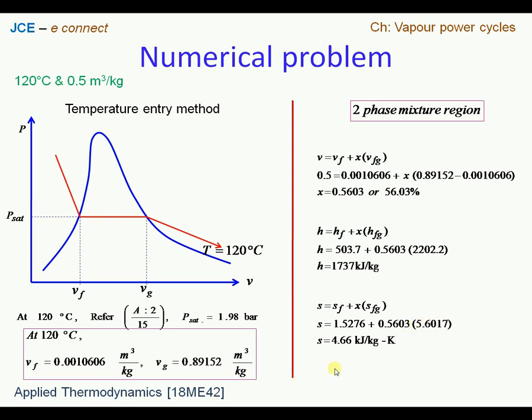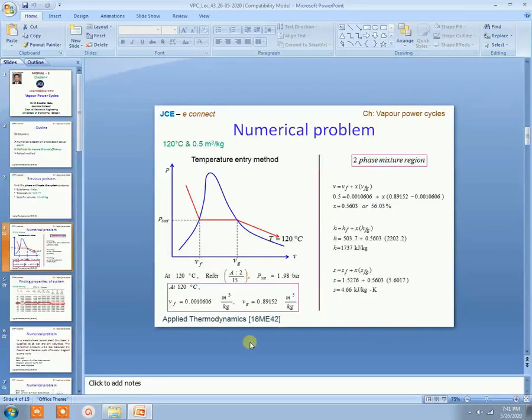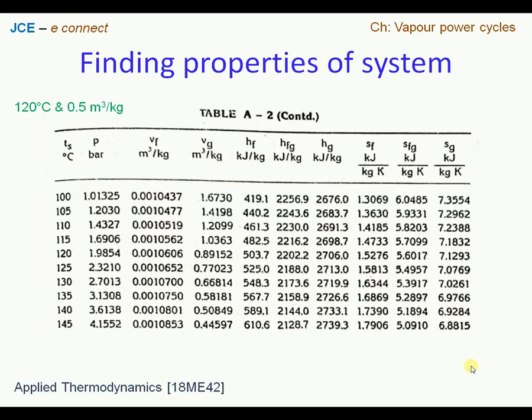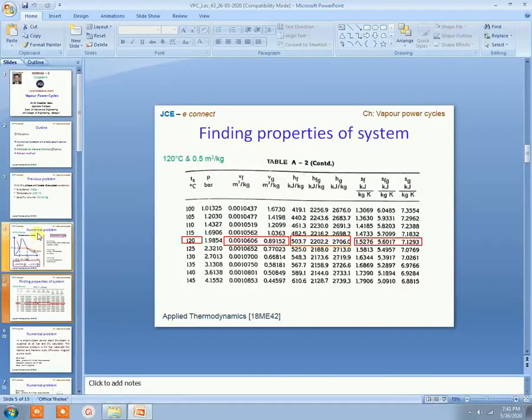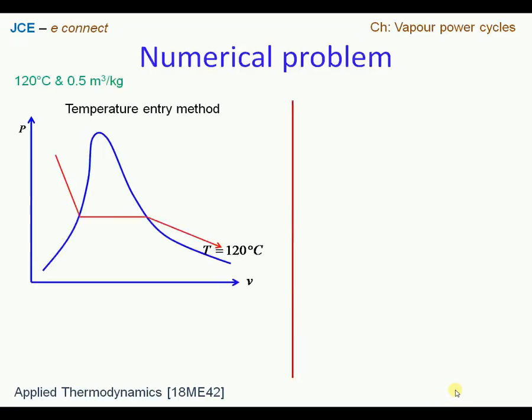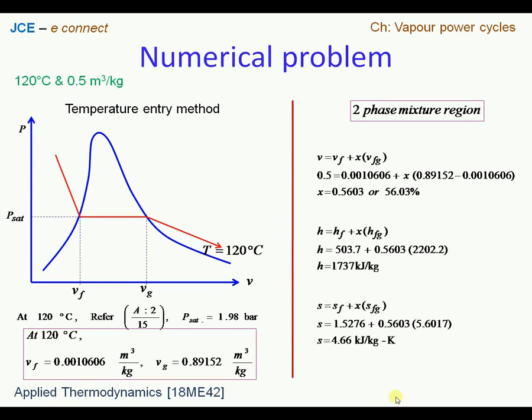Therefore let us now look at this Sf value and Sfg value from the data table, and we see that along here the Sf value is 1.5276 kilojoule per kg Kelvin, and the Sfg value is 5.6017 kilojoule per kg Kelvin. So these are the two values which we picked up at 120 degrees Celsius. So now let us go back and make a conclusion for this problem. So we get the entropy at 120 degrees Celsius as 4.66 kilojoule per kg Kelvin. So this is about a problem where we found the system is existing inside the dome.